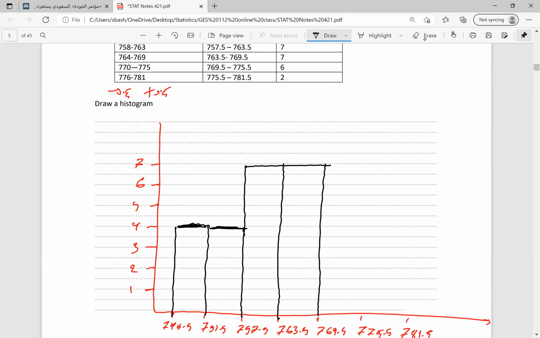For the next two classes. Next one, we have 6. So this should be there. The height is 6. And the last one is 2.